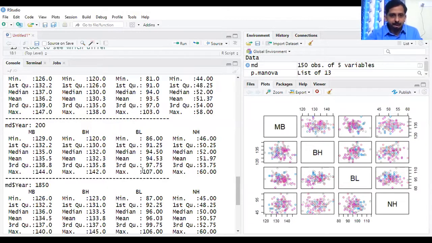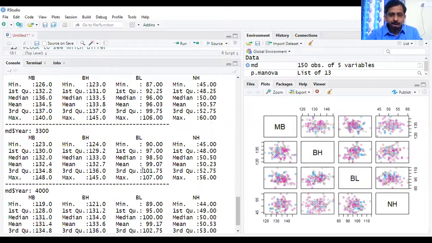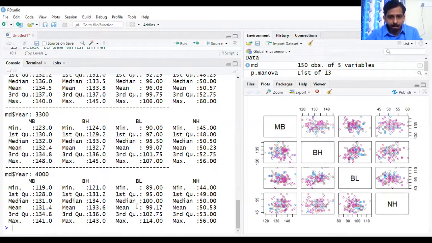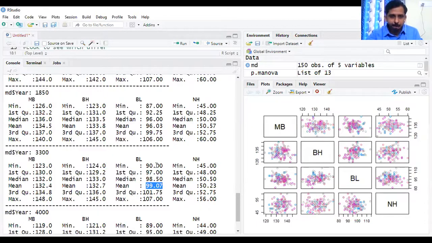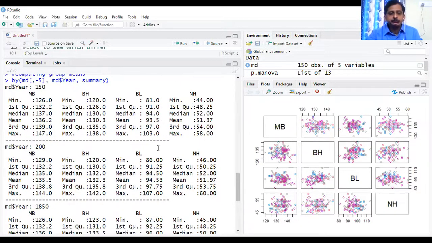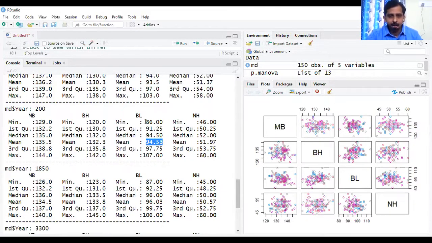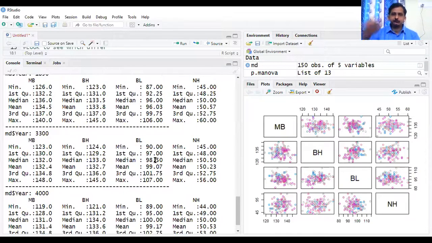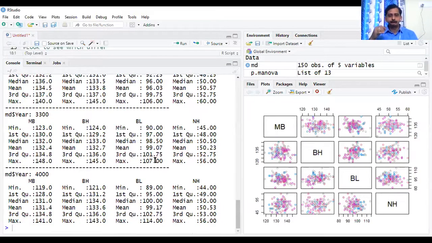Whereas length, you see, was observed to have a huge impact. The values are 99.017, 99.07, 96.03, then 94.53, and then 93.5. Here, with respect to length, 96 drastically changed to 94, and then it came to 93. So over the years, there is a gradual decline, on average, in the length of the skull.